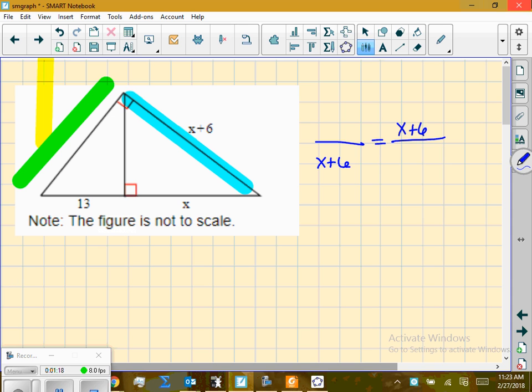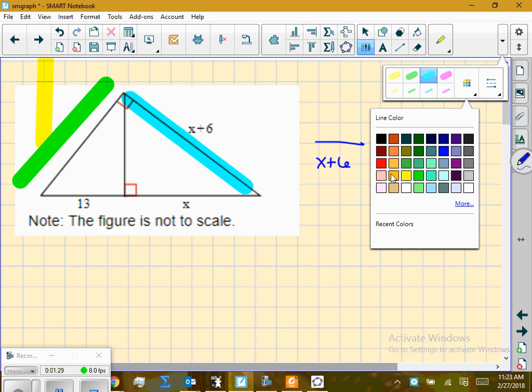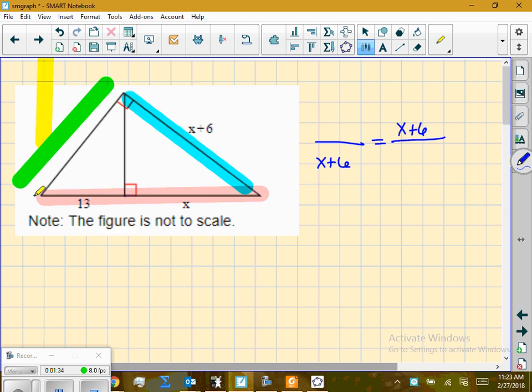So now that is the geometric mean between the hypotenuse. Now, what would be the hypotenuse for this shape? 13 plus x. Yeah, it's that entire thing there, 13 plus x. So 13 plus x goes here, and now what should go here? X should go there. Remember, that is the portion of the hypotenuse that's touching the leg that we use. We use that blue leg. So now we cross multiply.